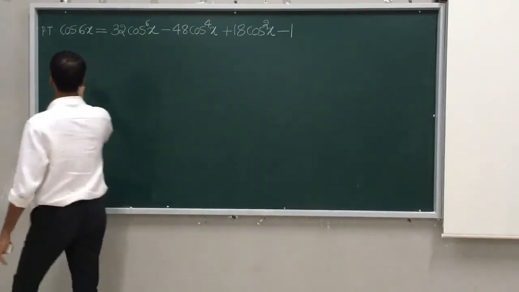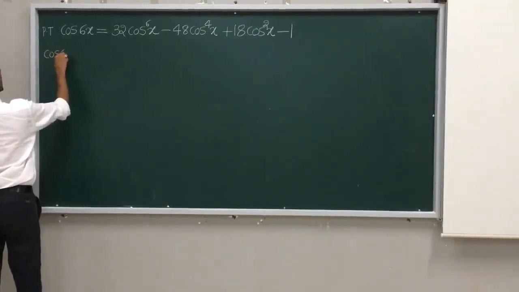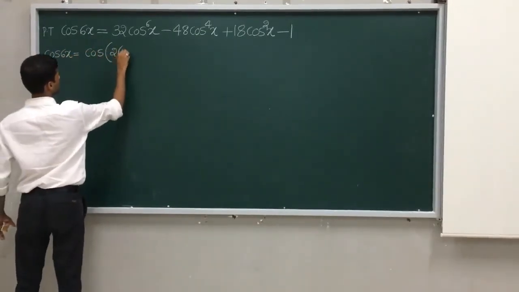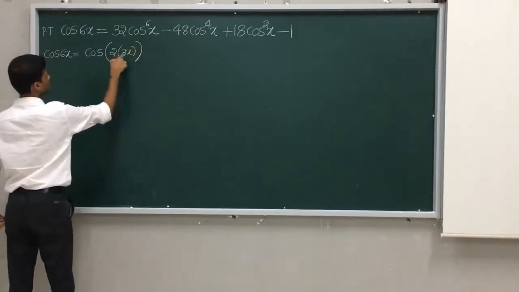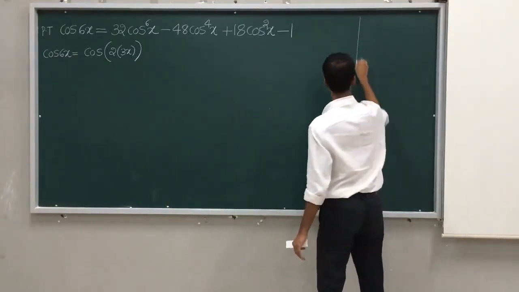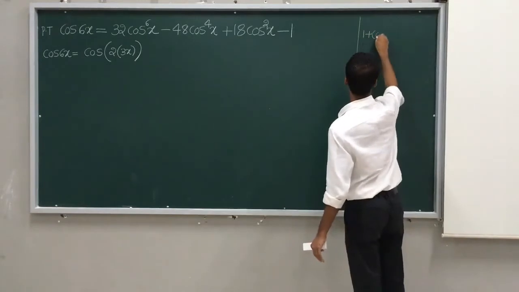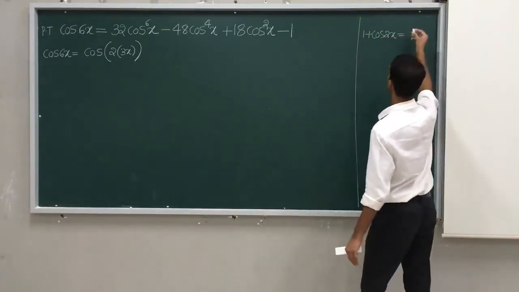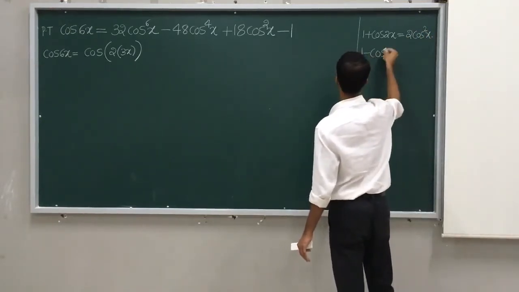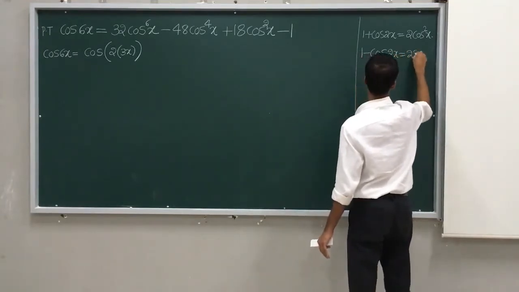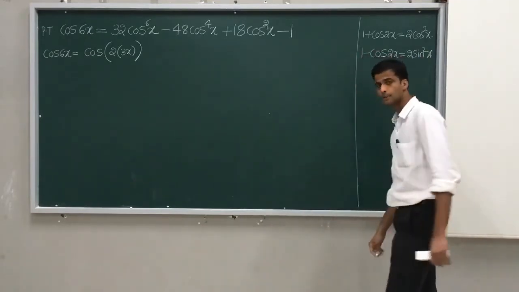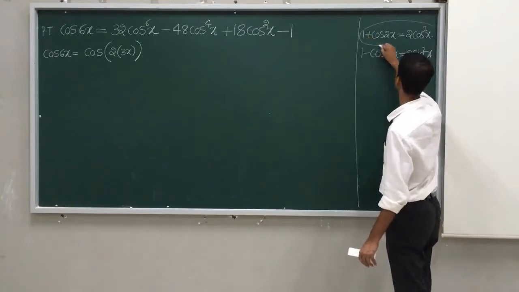What I will do here is, I'll write cos 6x as cos of 2 times 3x, as I did in the previous problem. 2 3s are 6. There I wrote 2 2s. Now what formula? Again I will write this thing: 1 plus cos 2x is 2 cos square x, 1 minus cos 2x is 2 sin square x. It is better if we use this formula at this stage.